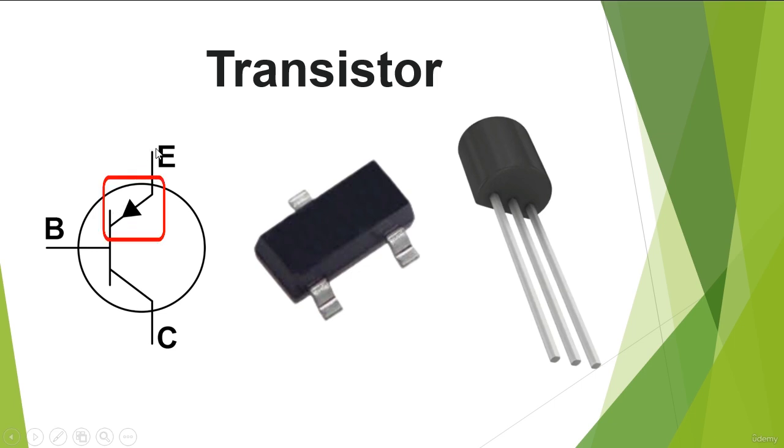When the arrow goes from emitter to base, as you can see, the arrow penetrates the base, which means this is a PNP transistor. But if the arrow goes from base to emitter, the transistor is an NPN transistor. So when the arrow penetrates, it means PNP. When the arrow does not penetrate, it means NPN transistor.